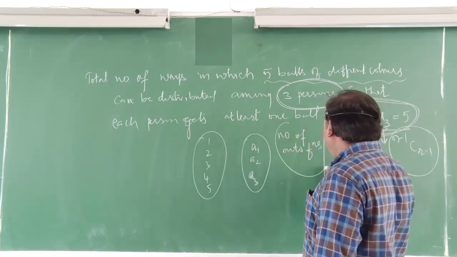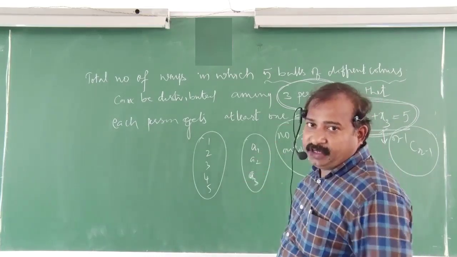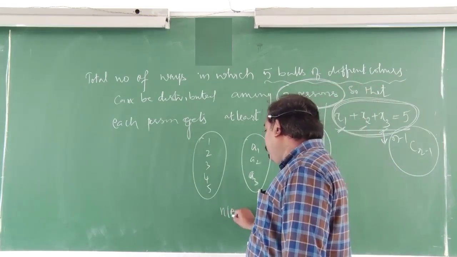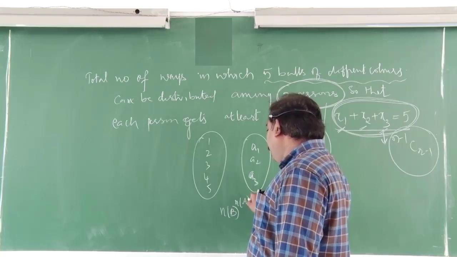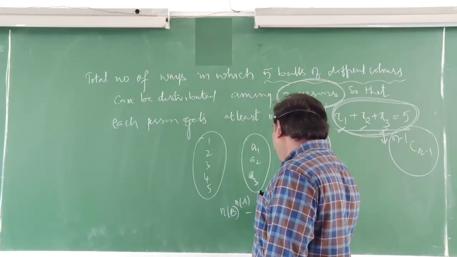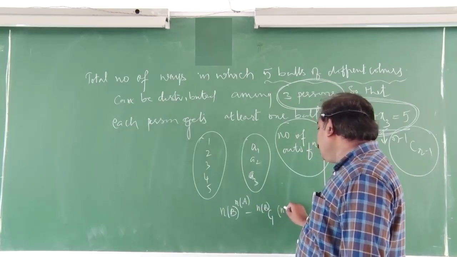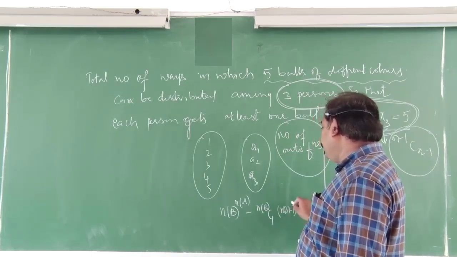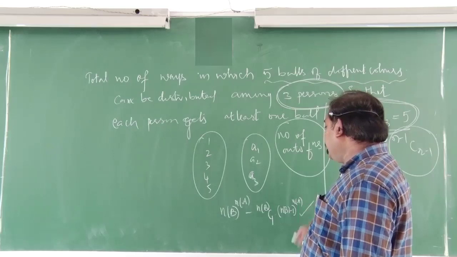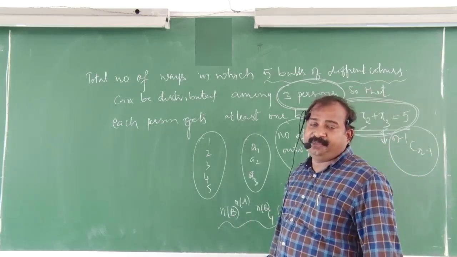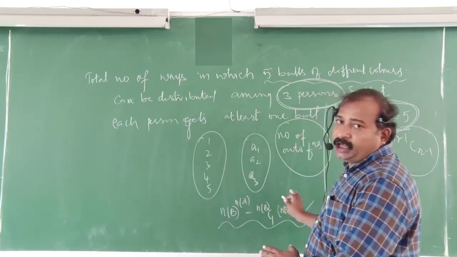For the number of onto functions, we have already given the formula. What is the formula? n(B) to the power n(A) minus n(B) C1 into (n(B) minus 1) to the power n(A), and so on. This formula is given, you can cross check one time. This is the favorable cases you get.